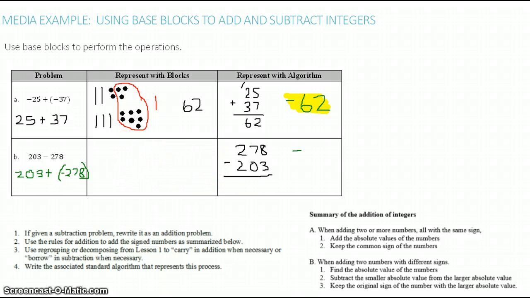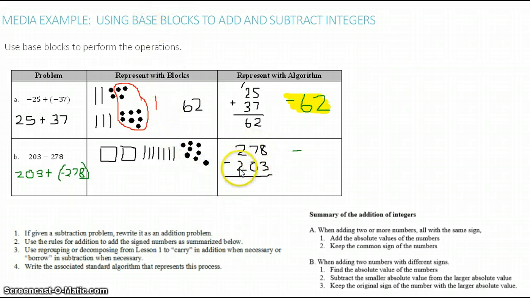Now let's represent this with base blocks. So we're starting with 278. There's two flats for 200. 1, 2, 3, 4, 5, 6, 7 rods and 8 units. 1, 2, 3, 4, 5, 6, 7, 8.